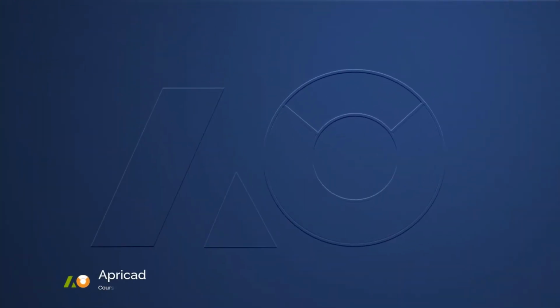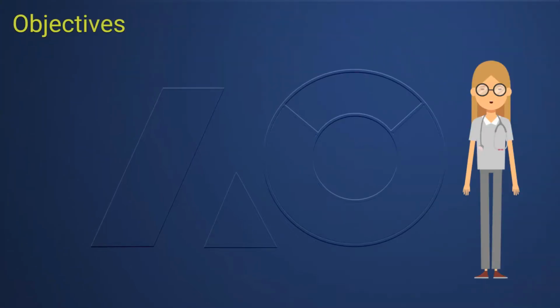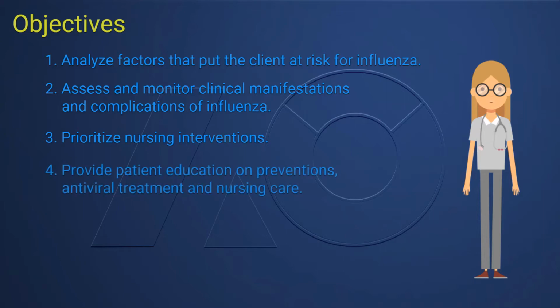In this lecture, let's discuss the most commonly prevalent viral infection, influenza or flu. Here is the list of objectives for this lecture. Analyze factors that put the client at risk for influenza. Assess and monitor clinical manifestations of influenza and its complications. Prioritize nursing interventions. Provide patient education on preventions, antiviral treatment, and nursing care for influenza.